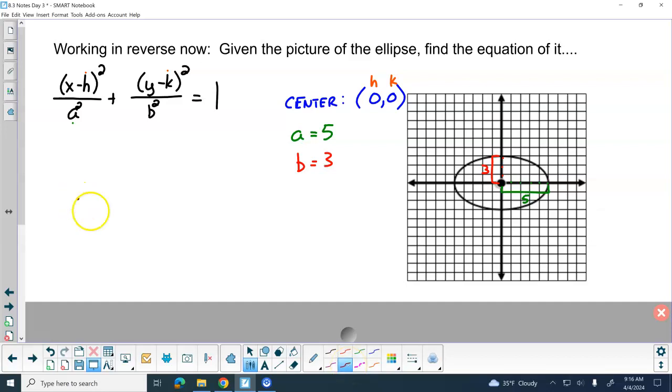So this is going to be x minus 0 quantity squared all over 25 plus y minus 0 quantity squared all over 9 equals 1.